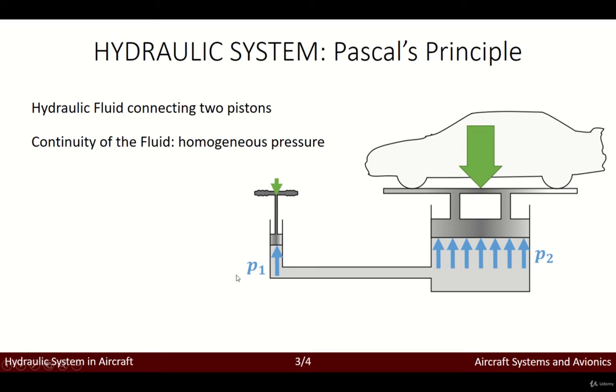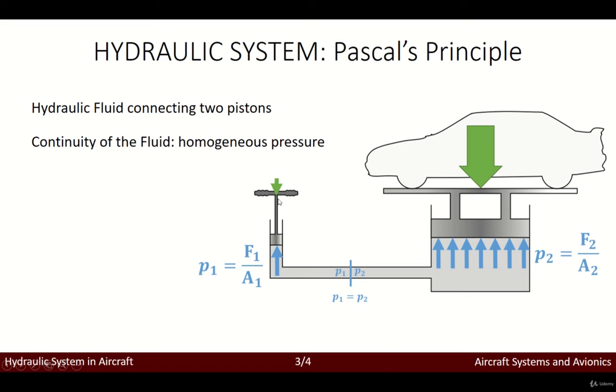What does this mean? Even if we here see that this is pressure 1 and pressure 2, we need to establish, because of the continuity of the fluid, that all the pressure throughout the fluid will actually be the same, meaning that pressure 1 and pressure 2 will be the same. And this is what is known as Pascal's Principle. Why is this important? Well, the fact is that the pressure is actually the relation between the force and the area it acts on, okay?